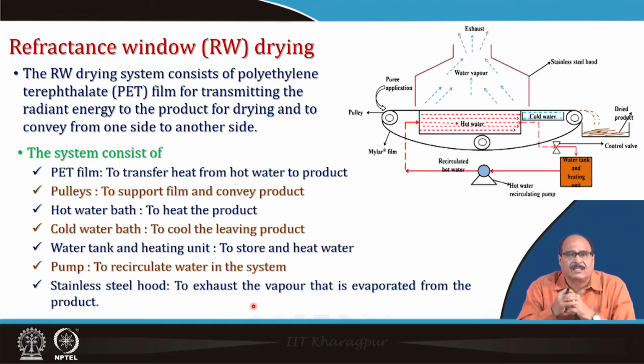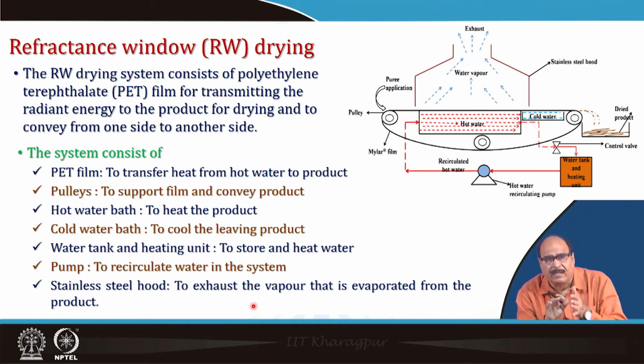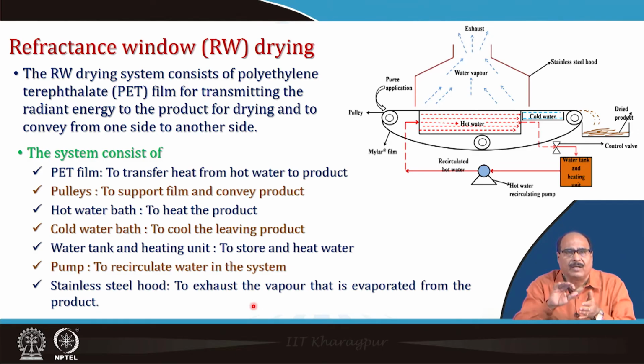So, it consists of polyethylene terephthalate (PET) film for transmitting the radiant energy to the product for drying and to convey it from one side to the other. As you can see in the schematic shown here, the PET film facilitates the transfer of heat from hot water to the product. Then it is provided with pulleys to support the film and to convey the product.